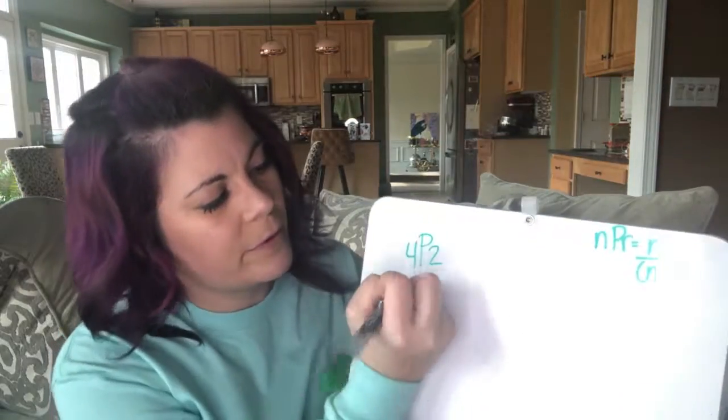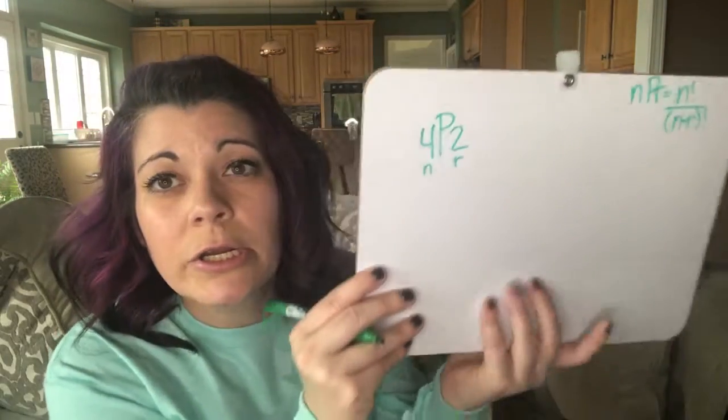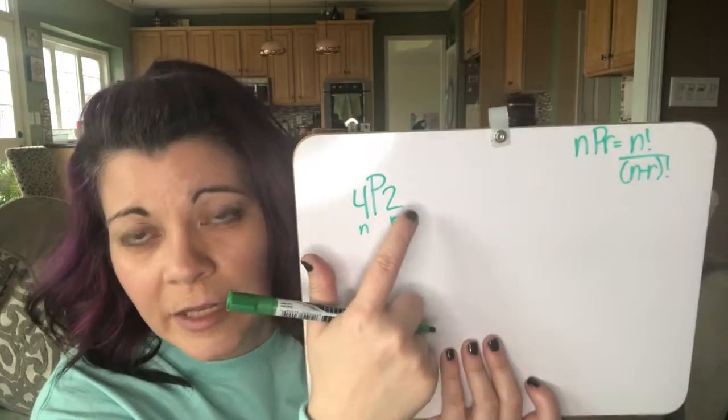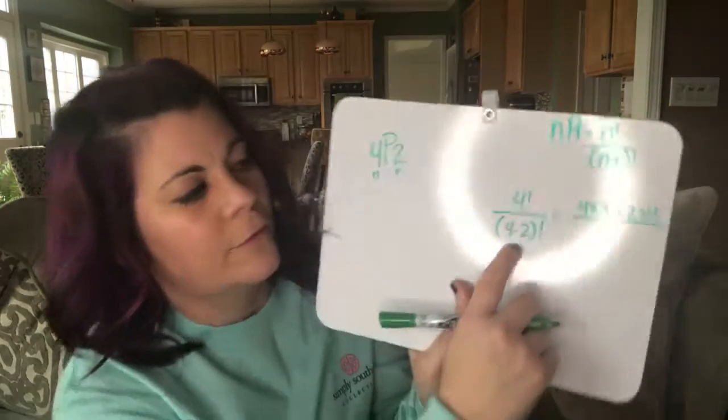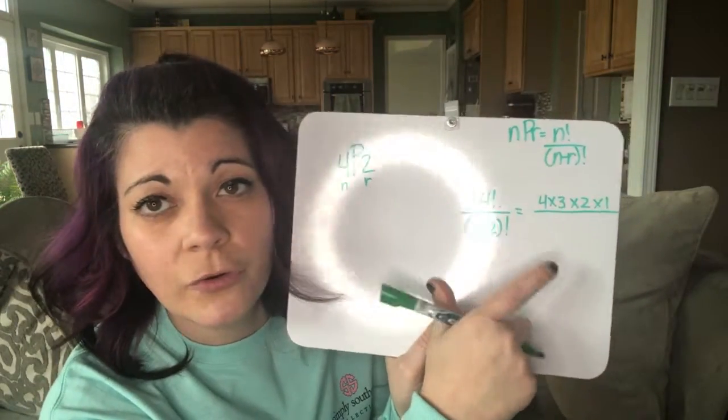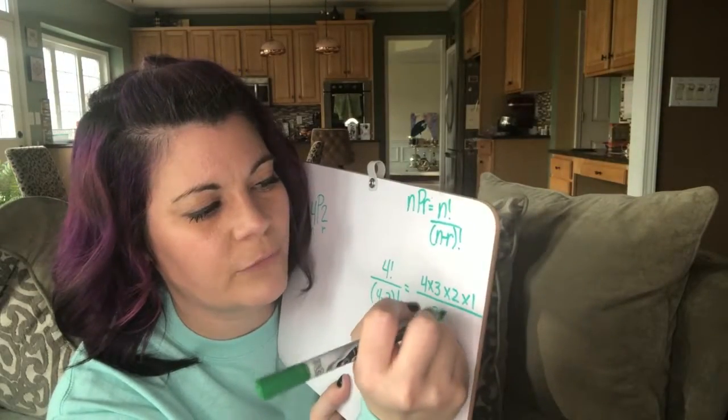Remember the permutation, I'm going to write it, was n factorial over n minus r factorial. So remember, this is n, this is r. So we'll plug 4 in for n and 2 in for r. So 4 factorial over 4 minus 2 factorial. So now we're going to solve this. If you remember what 4 factorial is, it's 4 times 3 times 2 times 1. And then 4 minus 2 is 2, so 2 factorial. So 2 factorial is just 2 times 1.